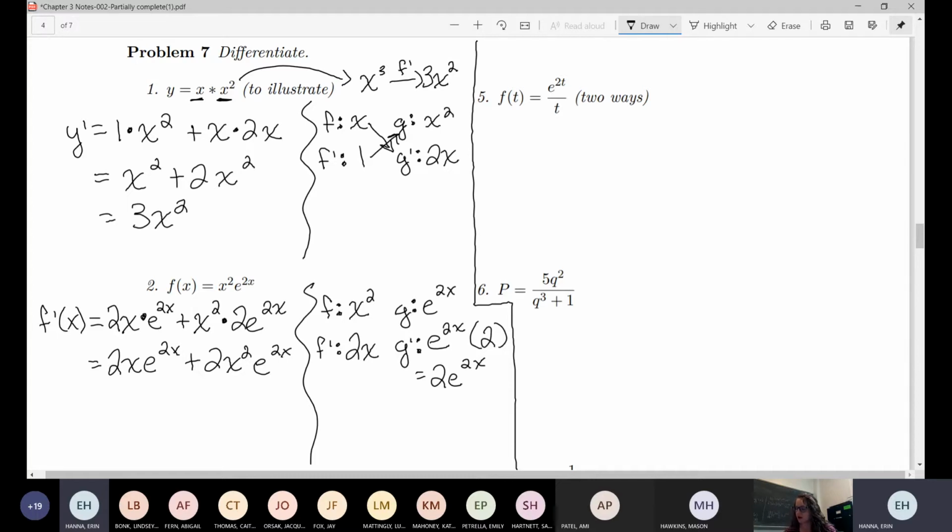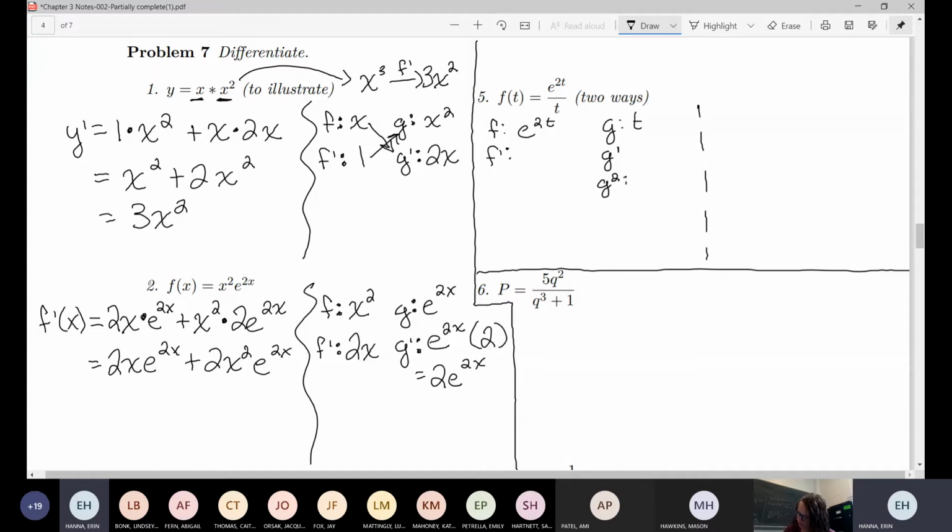On the other side. So the first thing I want to do is I actually want to do number 5 in 2 different ways. So the first way I'm going to do it is with the quotient rule, because this is technically e to the 2t divided by t. So I would do a similar type of chart here. But here we also need a g squared piece. Sometimes I'll forget to put the g squared piece in my chart, just because I remember to put it in the final rule. But so what's the derivative of e to the 2t?